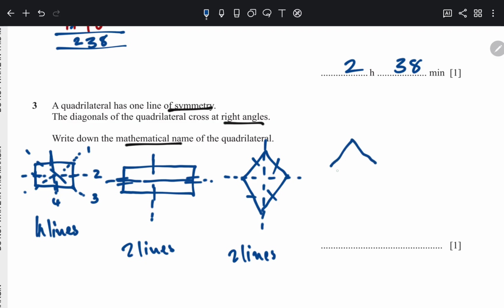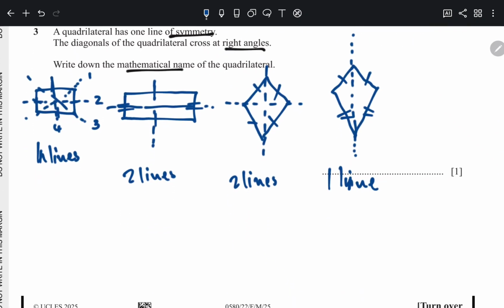Now, a kite is going to have 2 sides being equal, then the other 2 being equal to each other. So these 2 are equal, and these 2 are equal. Okay? Now, how many lines of symmetry does a kite have? Only one, which is this one. This is the only line of symmetry. So a kite has 1 line of symmetry. Only 1 line of symmetry, right? Now, what else do we have?